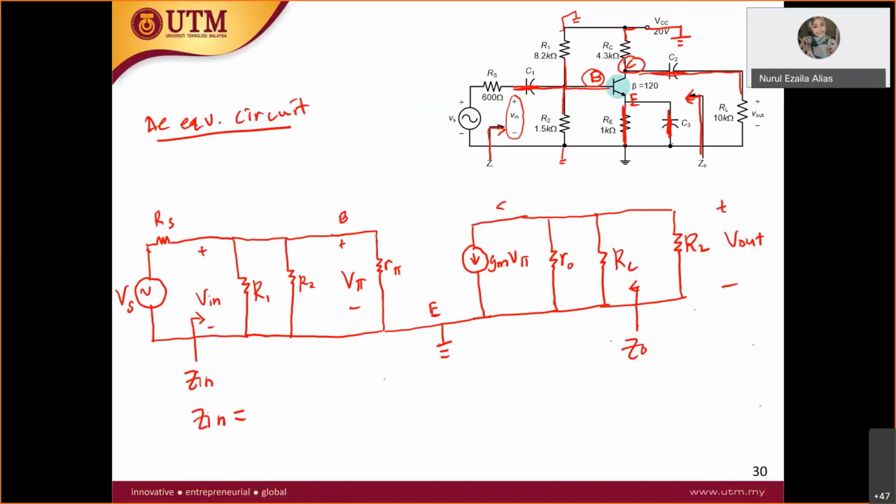Okay, Z in is equal to what? R1 parallel with R2 with R pi.